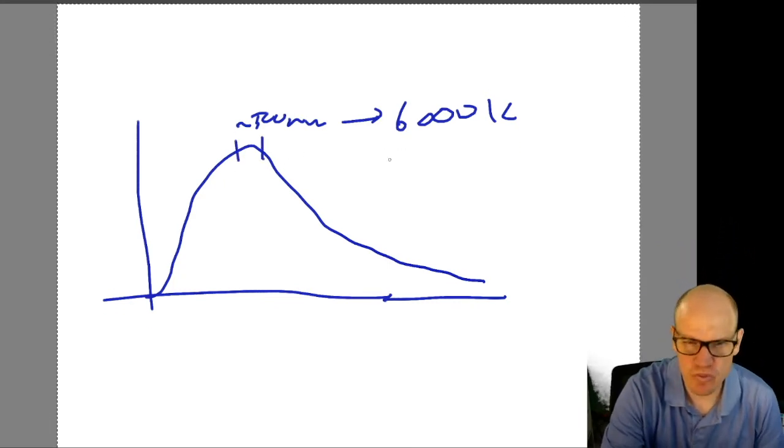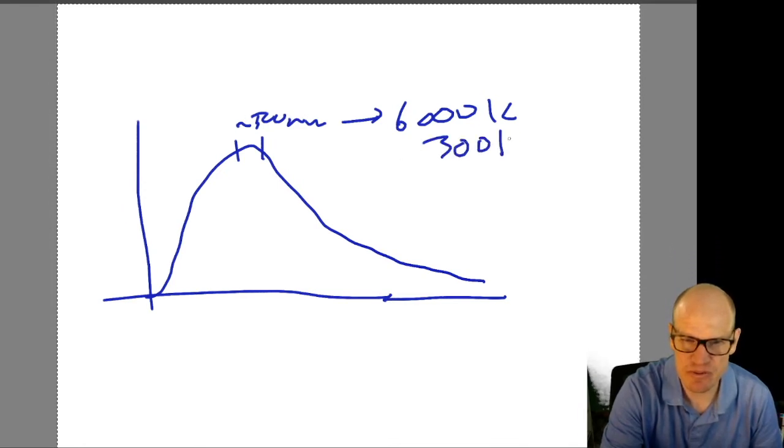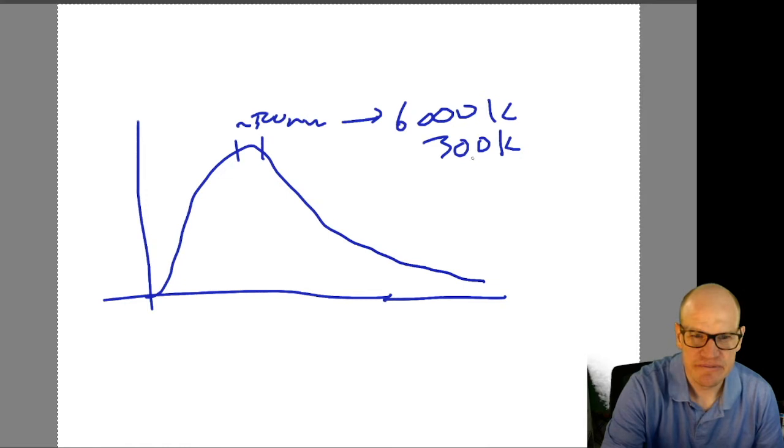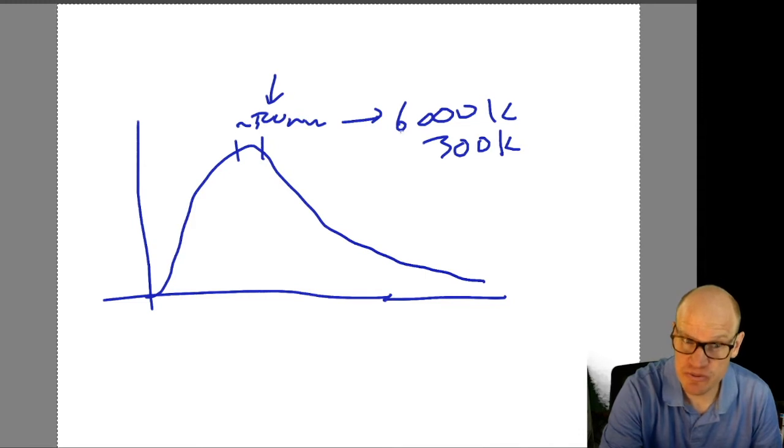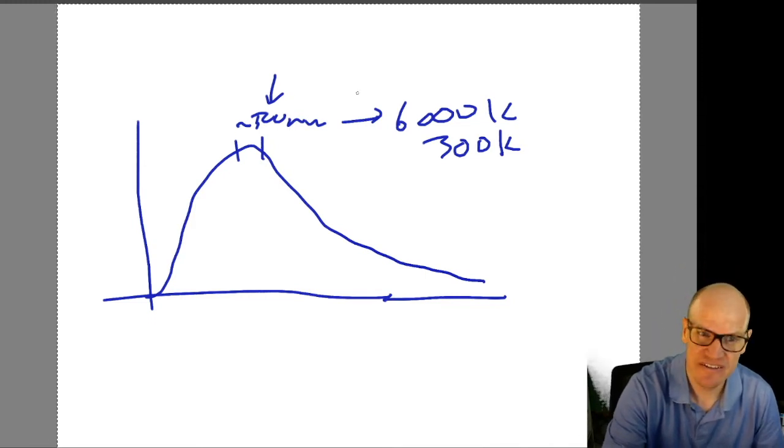For humans, our temperature is what? A little bit more than 300 Kelvin, which is about 1/20th. So this one peaks at 500 nanometers. Humans will peak at 20 times this length. So that's half a micron times 20, that's 10 microns. So humans will peak at 10 microns.